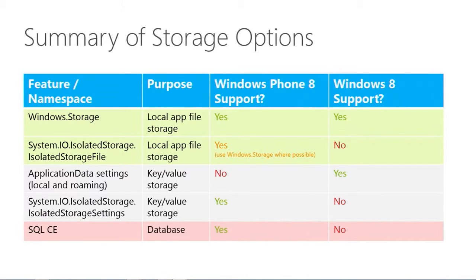As I said, for the purposes of local app file storage, both Windows Phone 8 and Windows 8 support the Windows.Storage namespace and some of the things that are in there. We'll talk about what that means in a second, and we'll get to a demo where I'll show you how we do that. There is System.IO.IsolatedStorage and IsolatedStorageFile. This is something that you have on Windows Phone 8, and you can continue to use that in Windows Phone 8 and Windows Phone 7 for that matter.